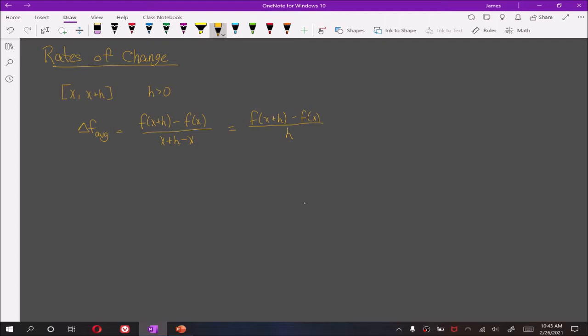However, this is the slope of a secant line. Now, this is just an average rate of change over an interval. What if we want an instantaneous rate of change at x? Well, for the instantaneous rate of change, just pass this through the limit as h goes to 0. So instantaneous rate of change is the limit as h goes to 0 of delta f average. However, that is the definition of a derivative.